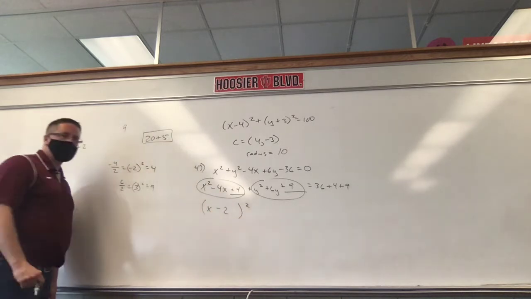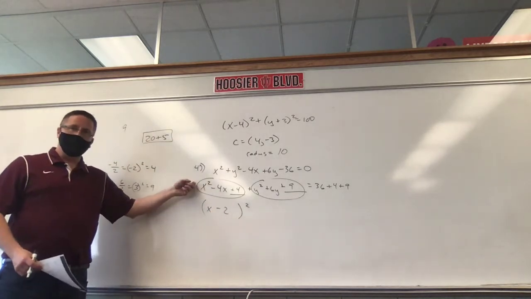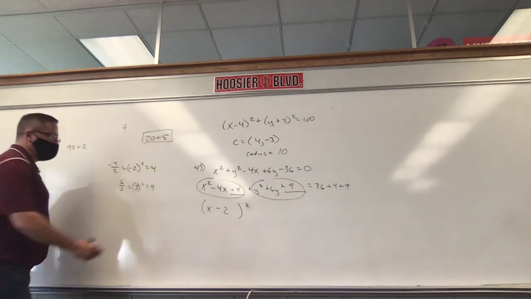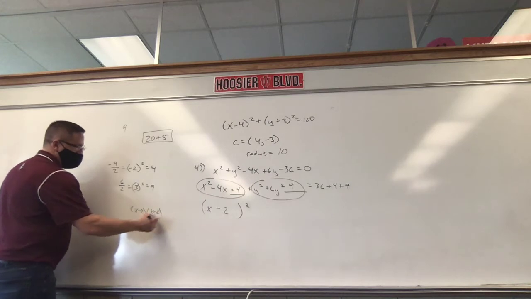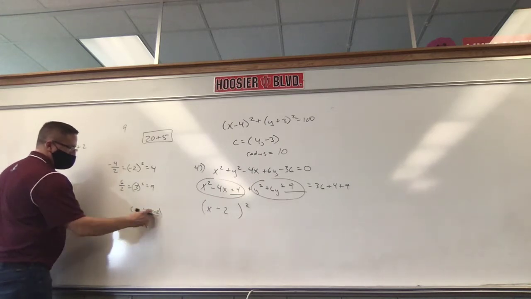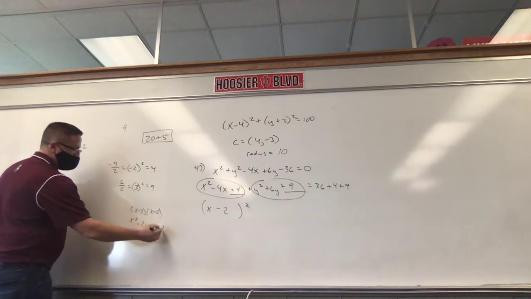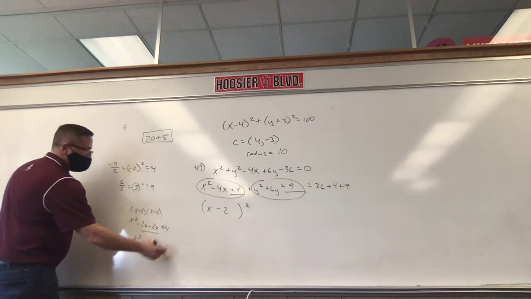Minus 2. What you need to understand is this is this. X, and I'll prove it to you. X minus 2 squared means x minus 2 times x minus 2. If we FOIL that out, we have x squared minus 2x minus 2x plus 4. X squared minus 4x plus 4. That's what we have right there.